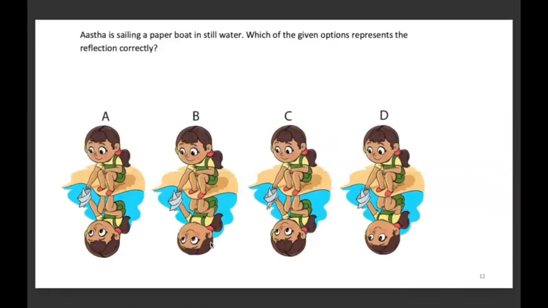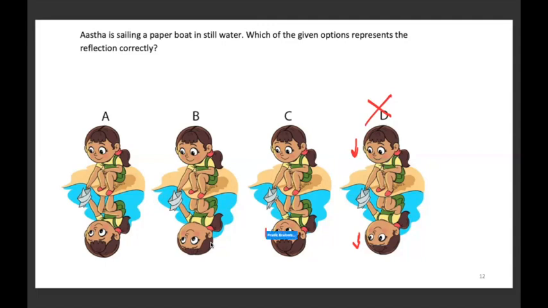Astha is sailing a paper boat in still water. Which of the given options represents her reflection correctly? Okay. When you look at the options very clearly, you'll find the reflection of the eye to be different. Like in D, the eye is looking up, in the reflection it is looking down, so D is not possible.